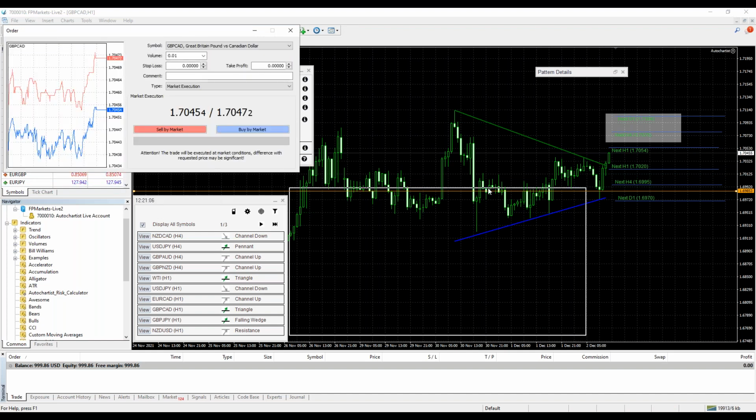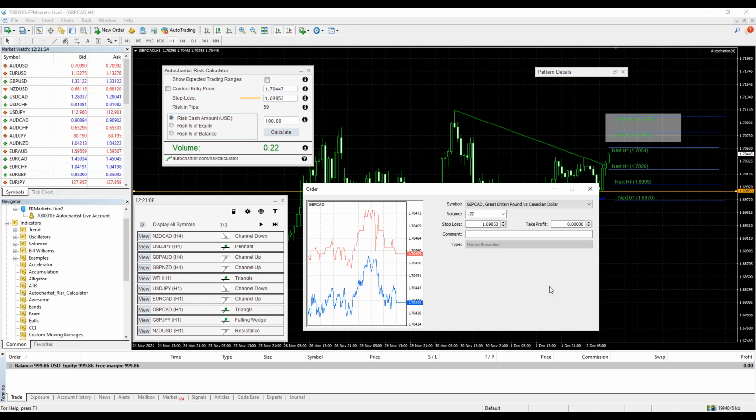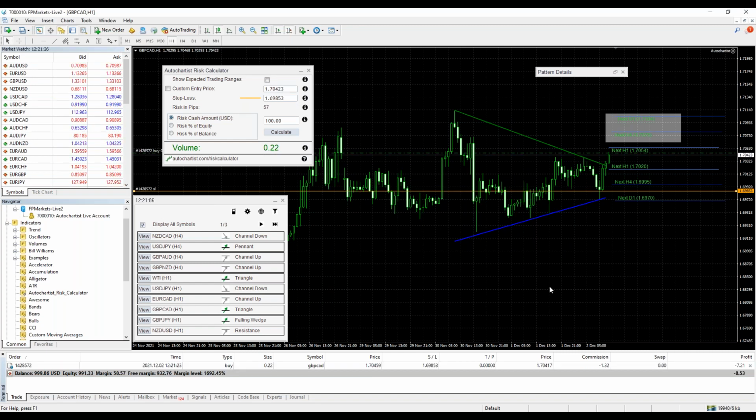So I'll open my position window, 0.22 with a stop loss, buy at market. Okay, so now I'm in the market, all right? And I know that if I hit my stop loss, I am only risking $100. Of course, that's an estimate, because there could be some slippage or unforeseen market moves.